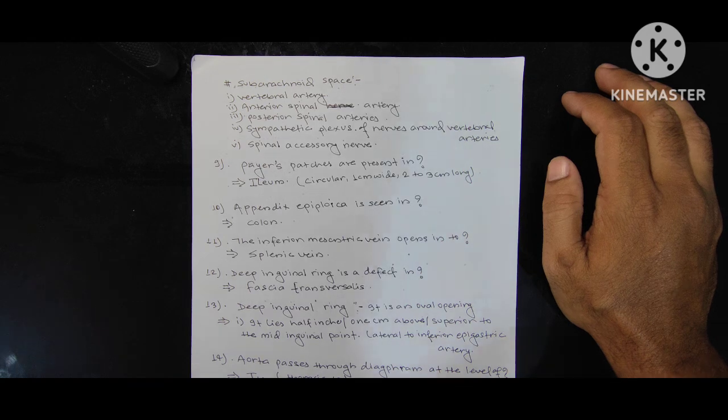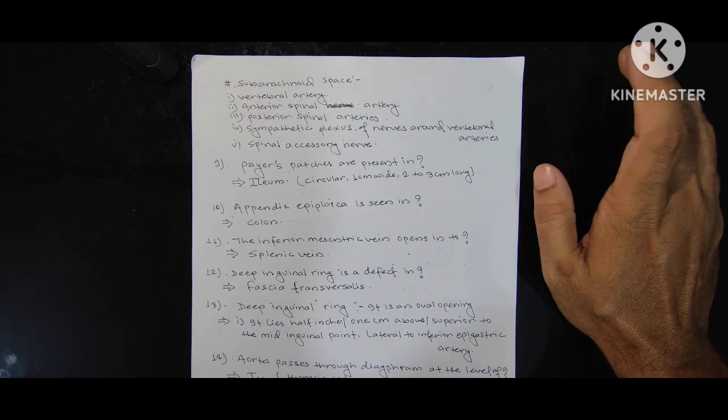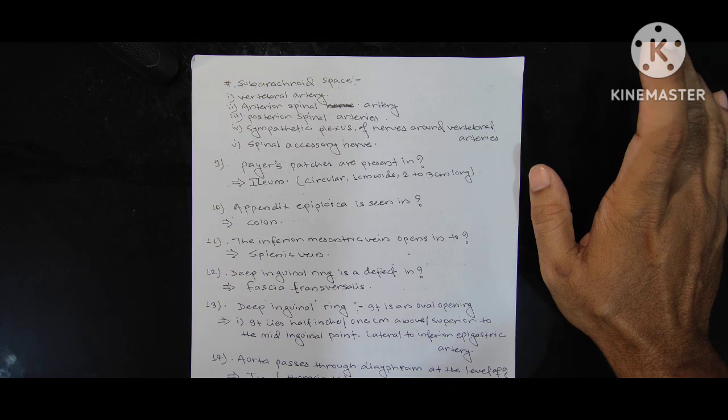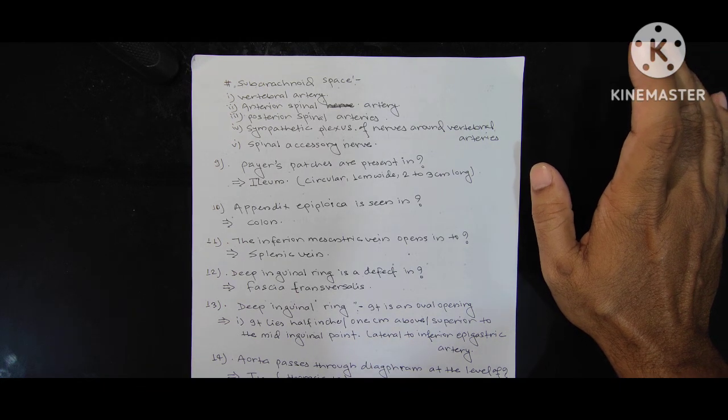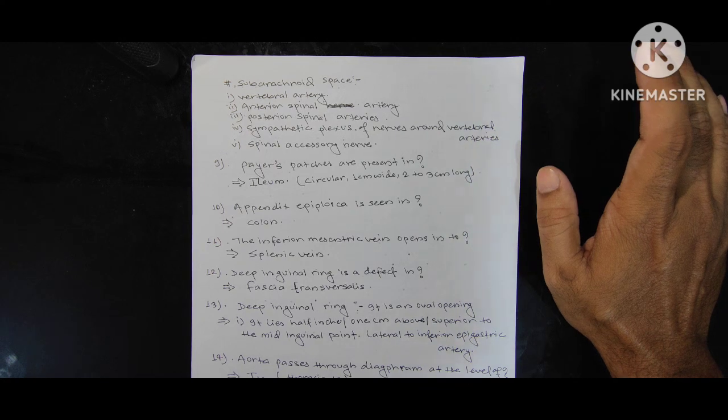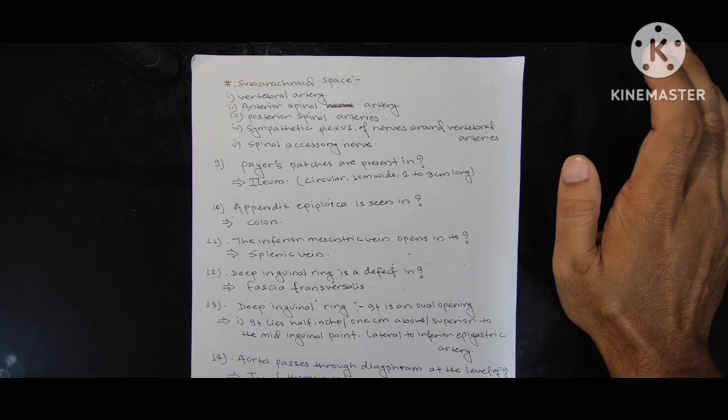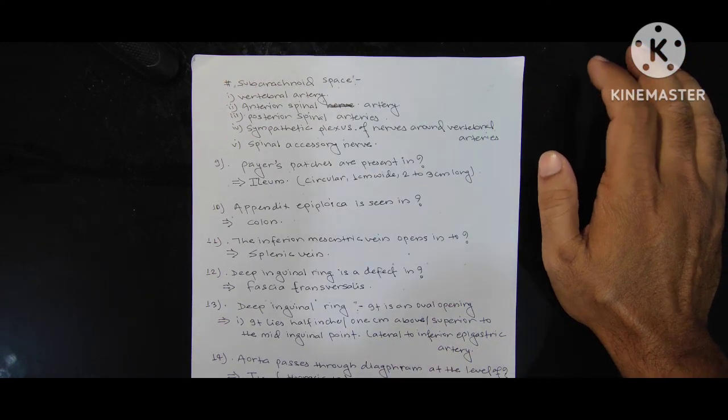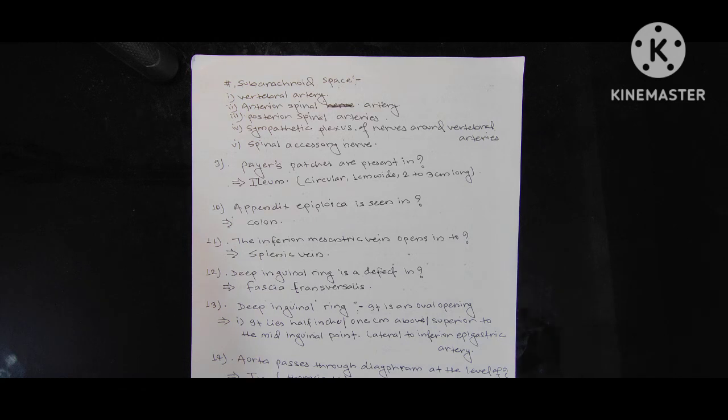The ninth question: Peyer's patches are present in? The answer is Peyer's patches are present in the ileum. They are circular in shape, 1 cm wide, 2 to 3 cm long. The 10th question: where are the appendices epiploicae seen? They are seen in the colon.